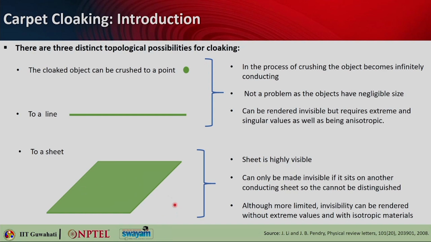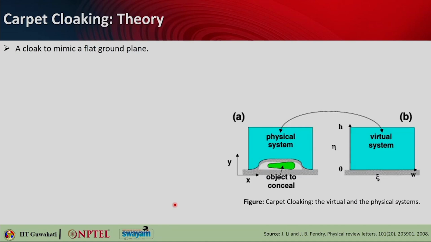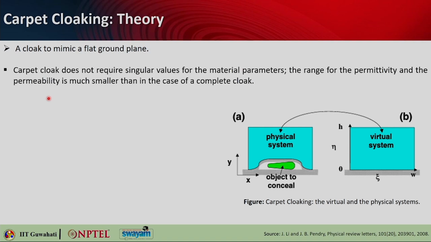So, this looks like a possibility to do it in real life, because here you do not require those extreme values of permittivity and permeability, and you can use isotropic materials to realize this kind of sheet. This kind of cloaking is called carpet cloaking. Here a cloak can help you mimic a flat ground plane. So, we understood that the carpet cloak does not require singular values for the material parameters.